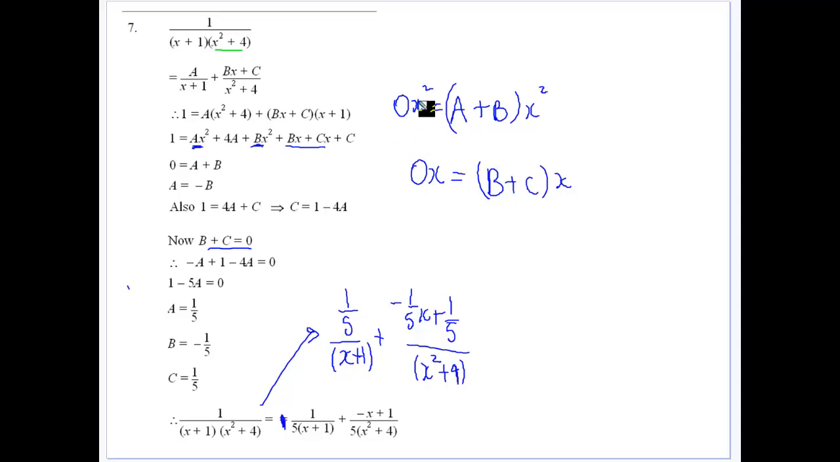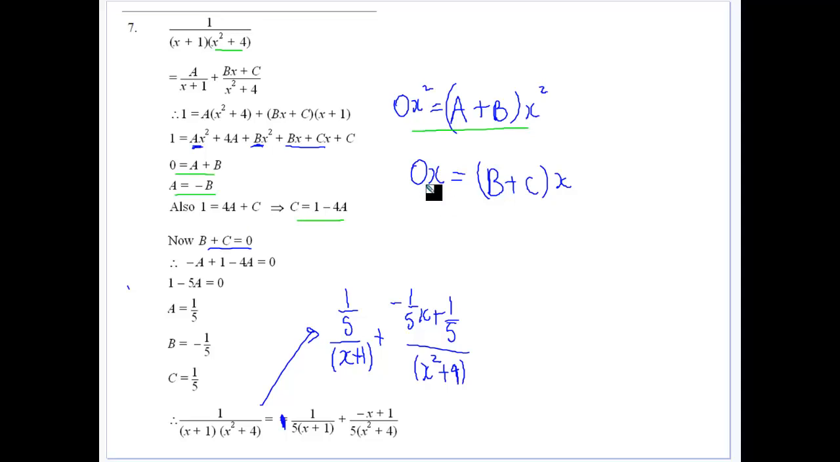So for x squared, remember we're looking at equating these two because it's 0x squared technically on our left-hand side. So the a plus b would be equal to 0. So that's where that a plus b is equal to 0 from. So a is equal to minus b. And we could also say then that when a is equal to minus b, we can do the substitution back in there, and we can end up with C being equal to 1 minus 4A.